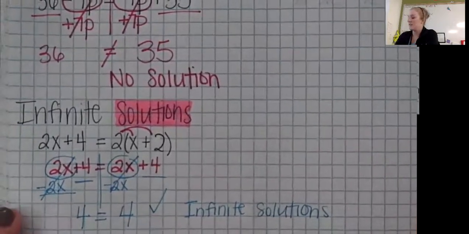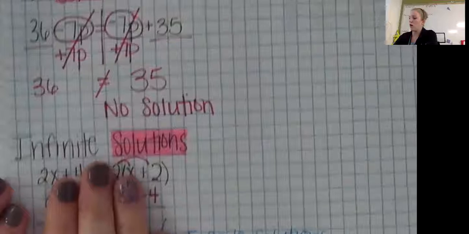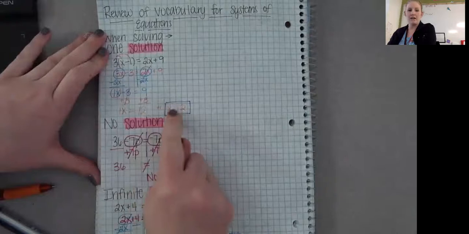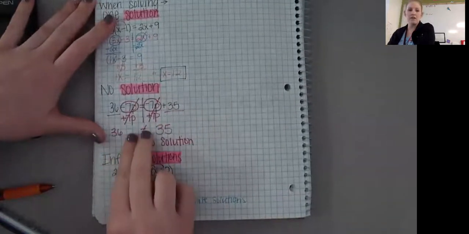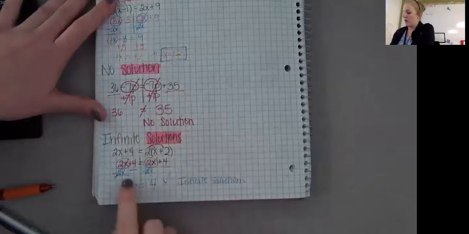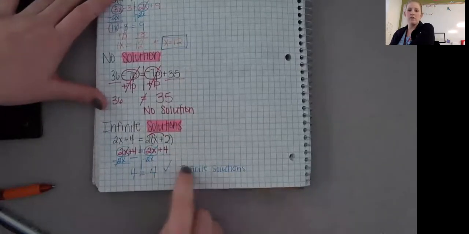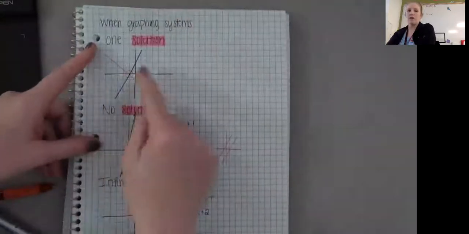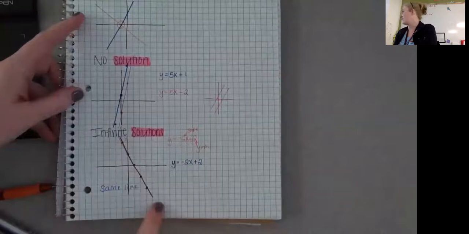So that is how you would find it if you were solving. When you get one solution, it looks like x equals 12. No solution, when you're solving, is a number that does not equal another number. And when it's infinite solutions, it's a number equals itself. Again, with the graphs, they cross in one spot, they never cross, or they're the same line, so they cross forever.